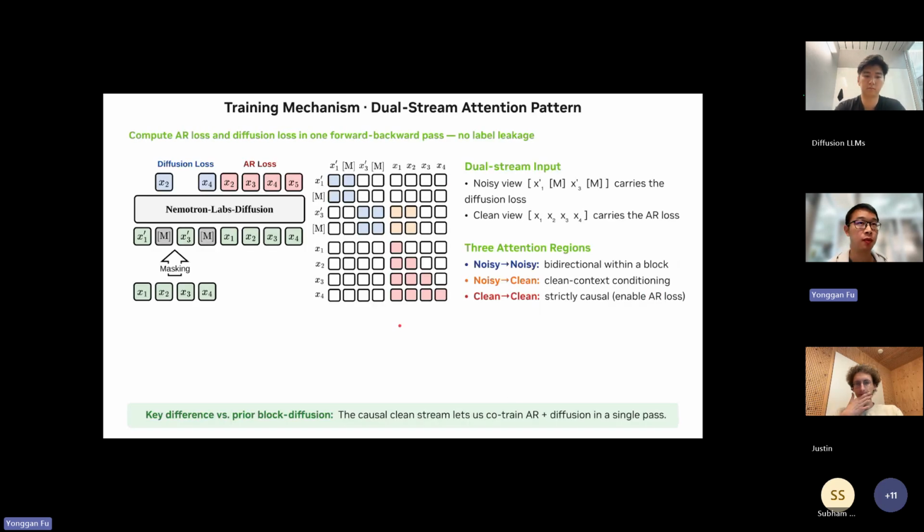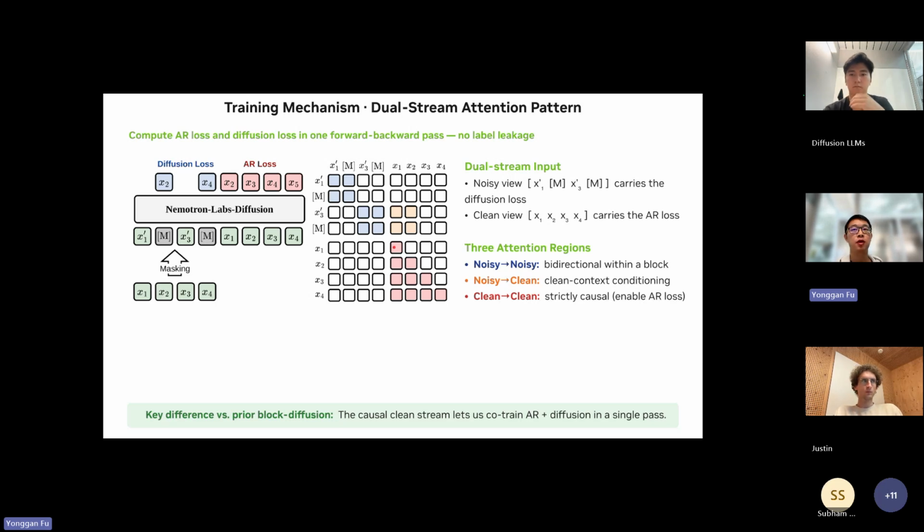This is very similar to block diffusion. We achieve this through a specialized attention mask. Basically, given the original input, we add noise to the clean input to create the noisy counterpart and concatenate it with the original clean version. You can see the diffusion loss is predicted over the mask tokens in the noisy part, and AR loss is predicted on the clean part. The interaction across these two parts is achieved through this specialized attention pattern.